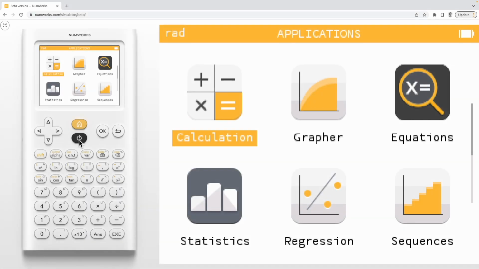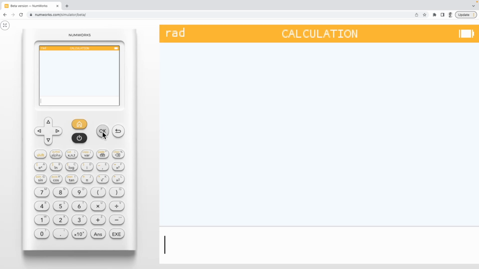Today we are going to learn how to perform calculations with percentages on the NumWorks graphing calculator. To begin, open the calculation application. You can calculate with percentages by using the percent sign found as the alpha option of the backspace key. For example, let's assume a $50 item was on sale for 10% off.